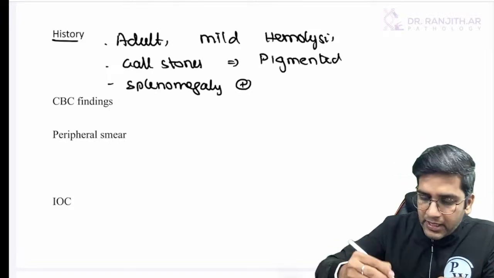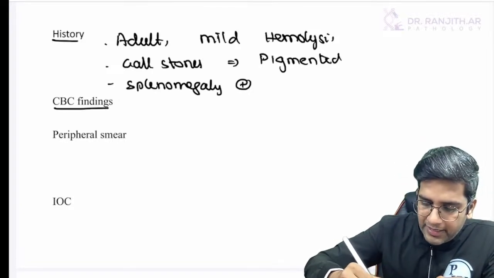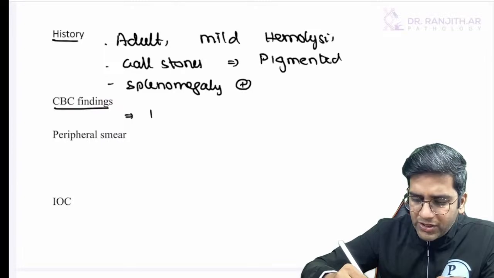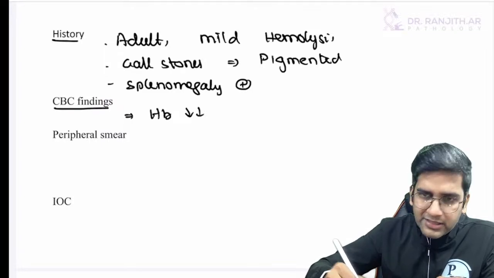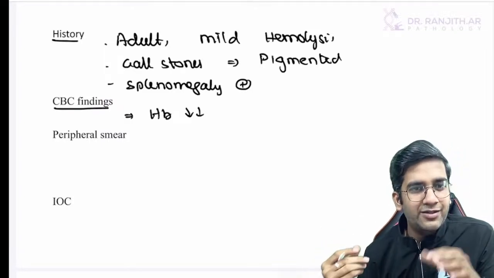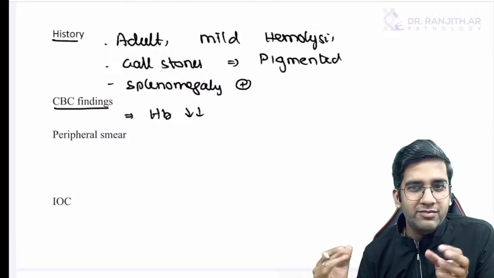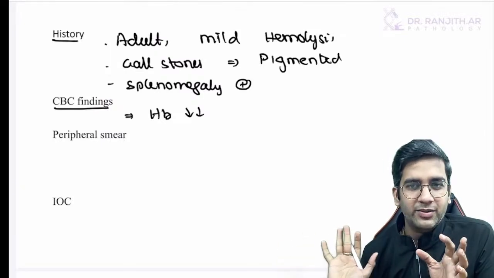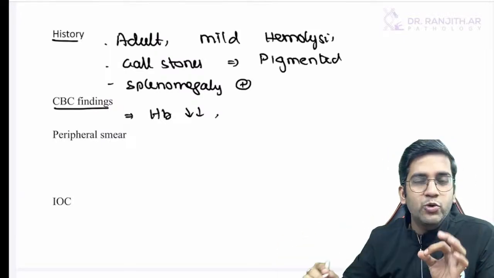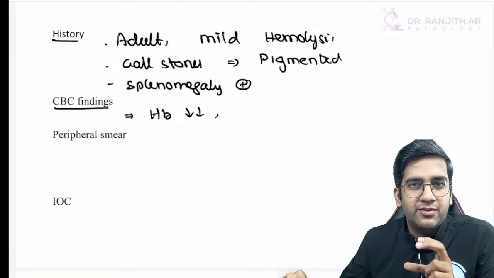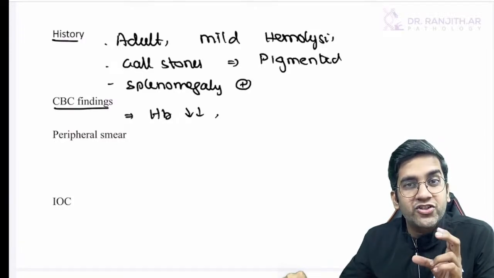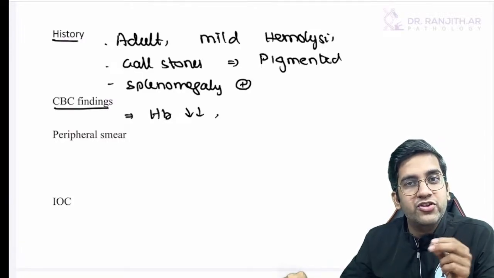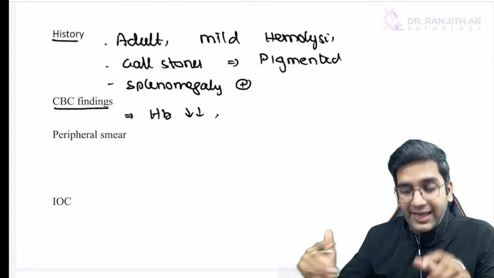That's by default, right? So CBC findings, like I said, there are few things important for me. You need not write for everything that hemoglobin is less. Hemoglobin will be less in every anemia. If you want extra marks, write it, be my guest. If it's not required, it's not required. That's all, right? Next, the most important thing is it's a smaller RBC. With a smaller, concentrated RBC, what will happen to the concentration of hemoglobin? It will become elevated, right?